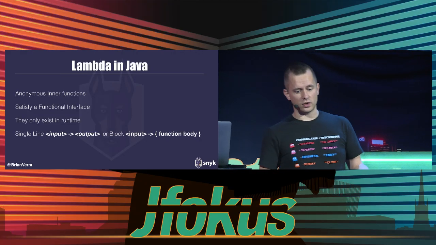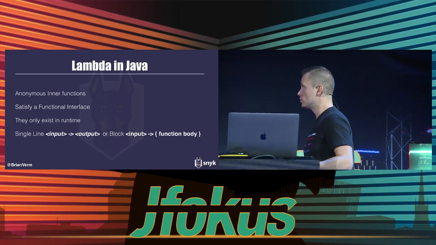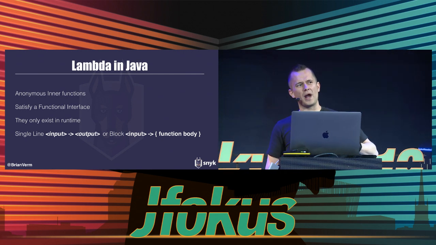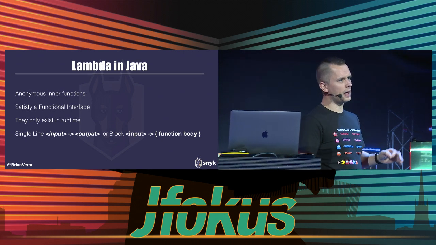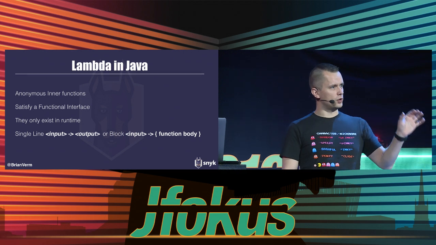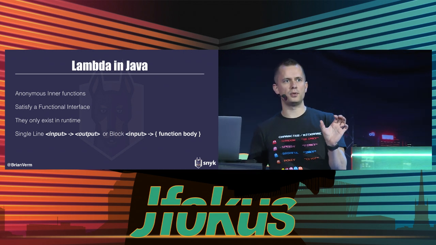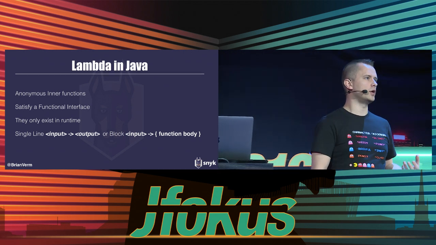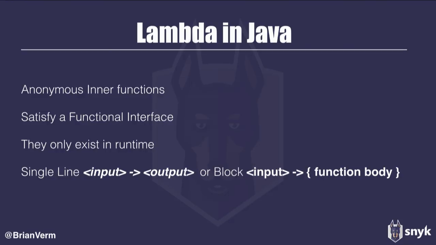But what does that mean in Java? Well, we can treat it kind of like anonymous inner functions. It satisfies the functional interface, they only exist at runtime, and you have two ways to write them. You see on the lower line that we have the input, the function arrow, and an output, and you've got the block notation, which has an input, a function arrow, and a body.